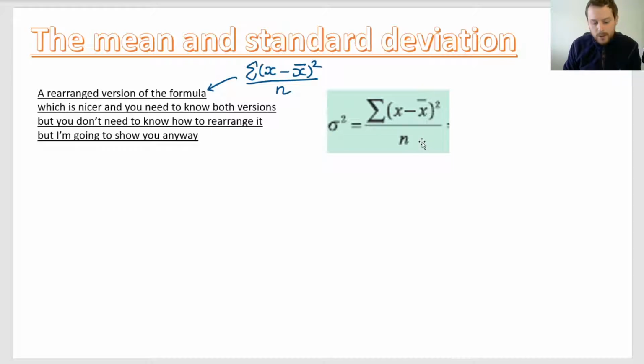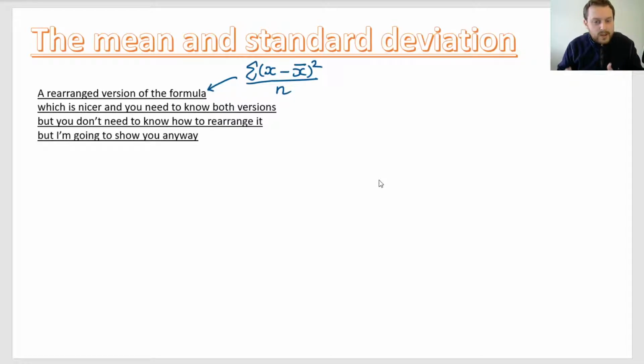But if you look at your book, you'll see that there's another equal sign here, and then there's another version of this formula. You do need to know the other version of the formula. You don't need to know how the rearrangement happens, but I'm going to show you that here now anyway, so that you can follow along with that. So let's have a look.